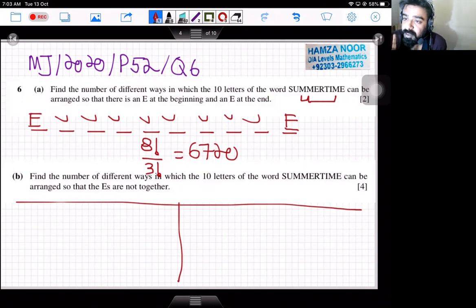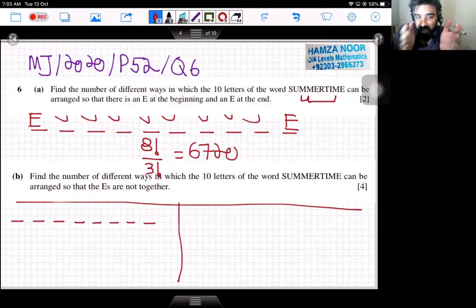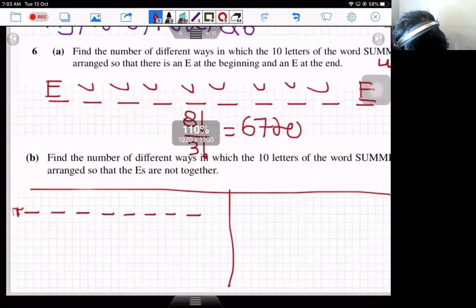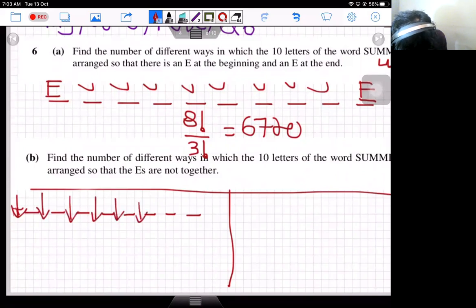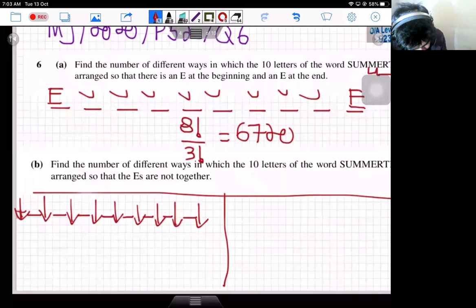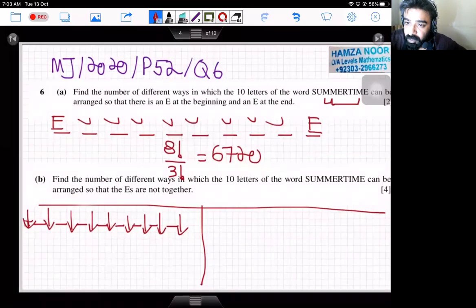Originally, you are having 10 spaces to fill, right? You are taking these two out. Don't want them next to each other. First, separate them. 1, 2, 3, 4, 5, 6, 7, and 8. Now what are the possible positions where you can place E in such a way that they are not next to each other? I mean, between two E's, there must be a letter. So one position is over here, over here, over here, and this goes like this. These are the possible positions where you can place your E's.